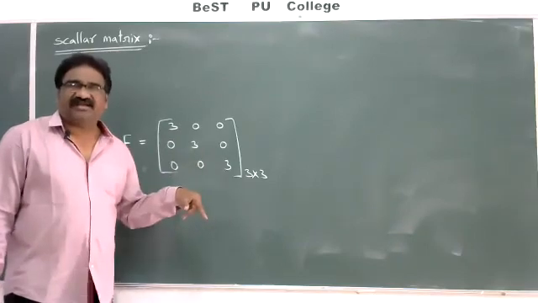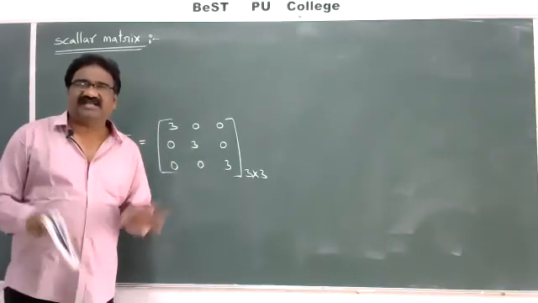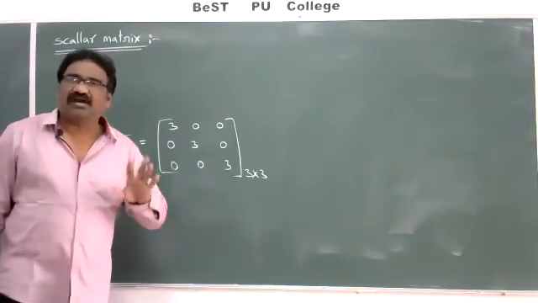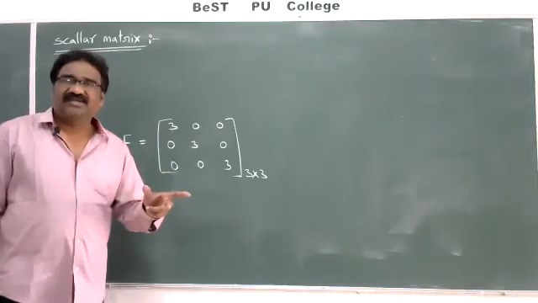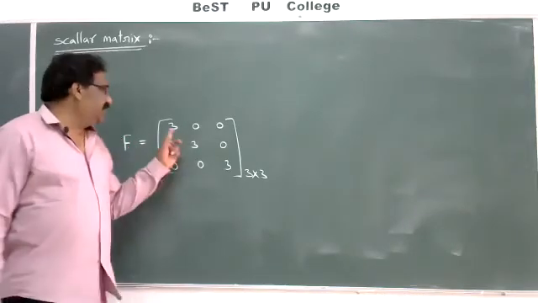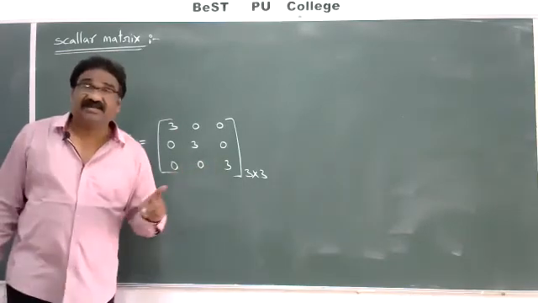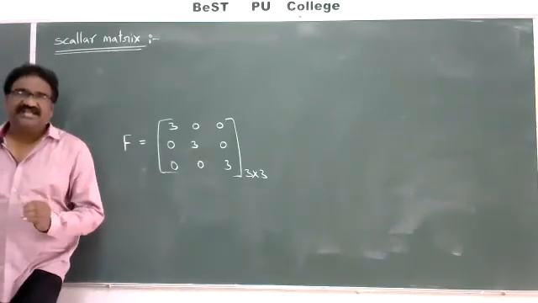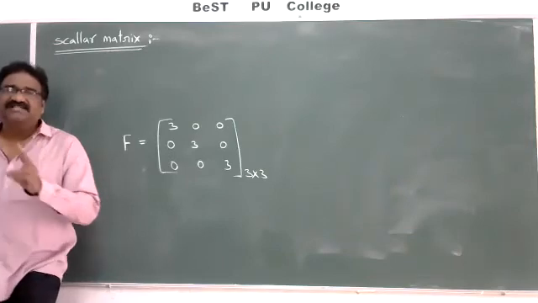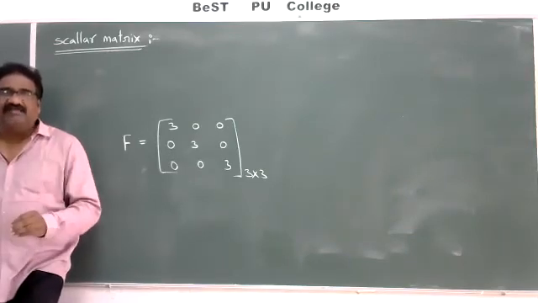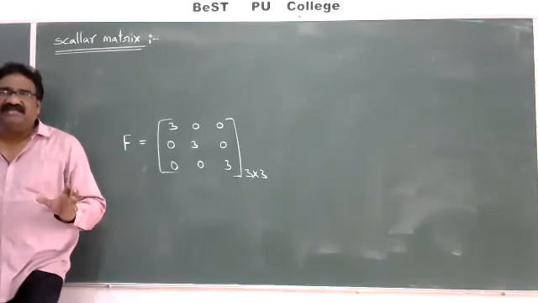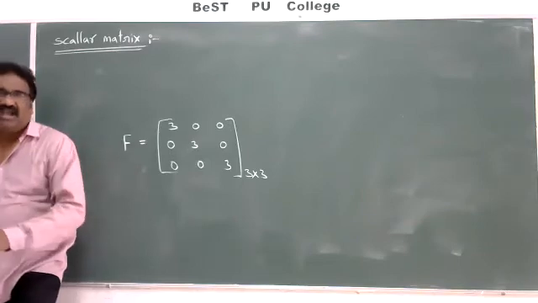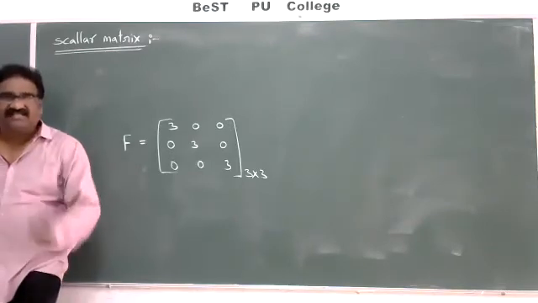Why is it a scalar matrix? What is the difference between a diagonal matrix and a scalar matrix? In a diagonal matrix, the principal diagonal elements are not zeros, but not necessarily equal. In a scalar matrix, the principal diagonal elements are also equal. I discussed the definition in two ways. In a square matrix, except the principal diagonal elements, all elements are zeros; if the principal diagonal elements are equal, then the matrix is called a scalar matrix. That is one definition.